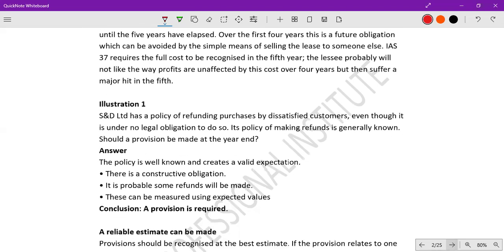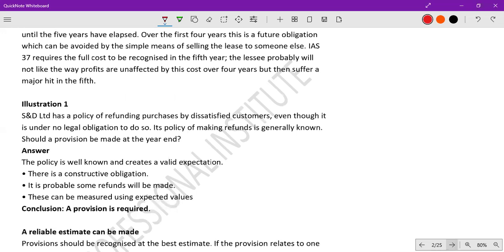So let's look at illustration number 1 on a provision. S&D has a policy of refunding purchases by dissatisfied customers. Even though S&D is under no legal obligation to do so, its policy of making refunds is generally known. So you see such a thing is generally known. That is a constructive obligation. Should a provision be recognized? The answer is yes.